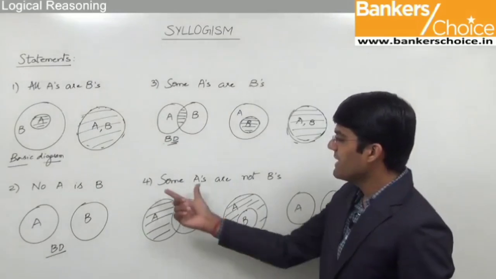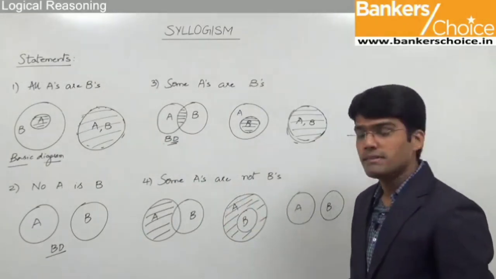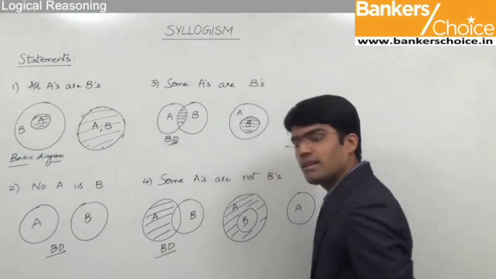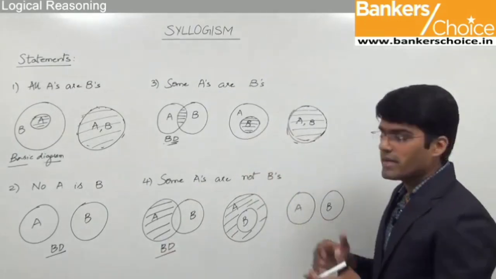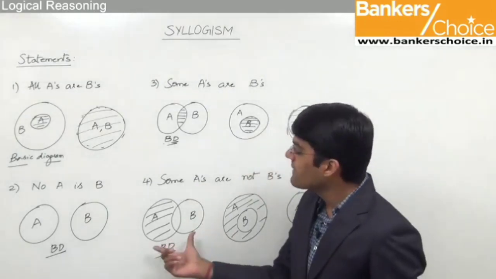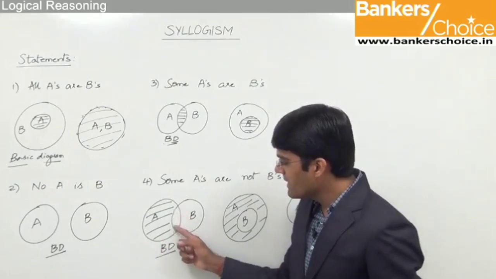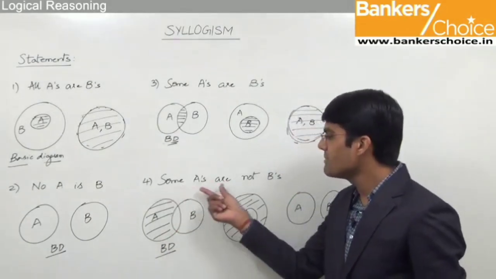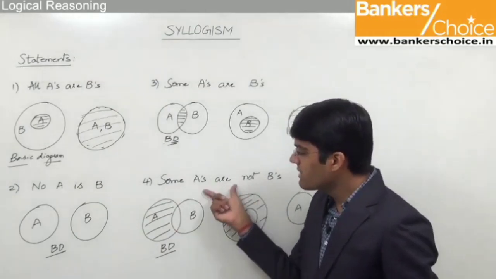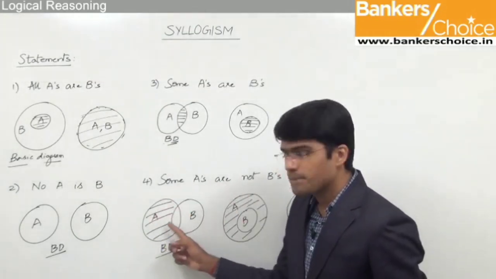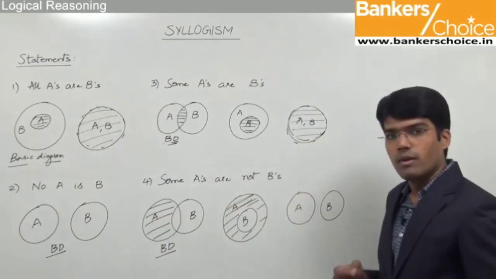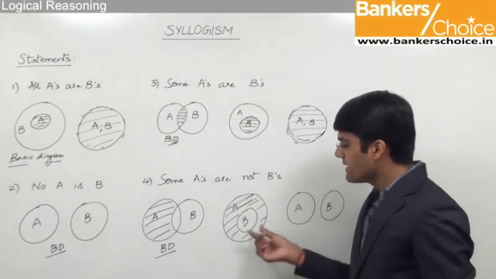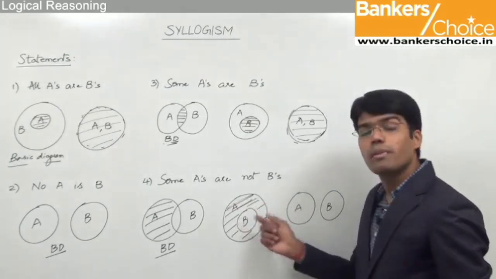And for the last statement, that is some A's are not B's, the basic diagram is the first one. So this has to be taken as a basic diagram. One important point which we need to understand here is, in the first diagram, the overlapping between A and B is this region. But here, when we say some A's are not B's, the region which we are referring to is this one. That is the shaded portion. When it comes to the second diagram, you can see that the shaded region is the complete circle A except the region which is occupied by B.